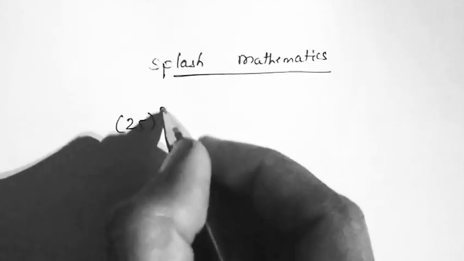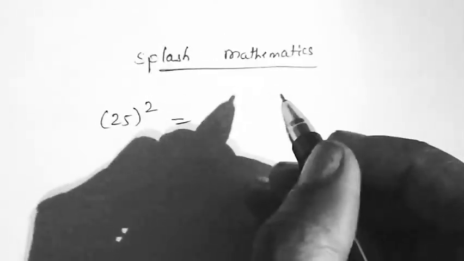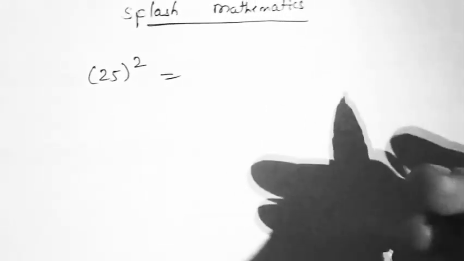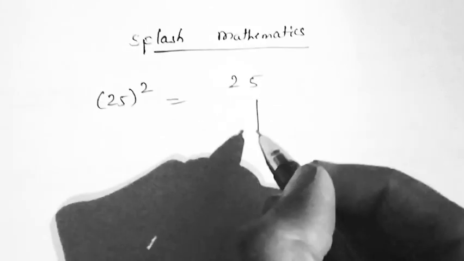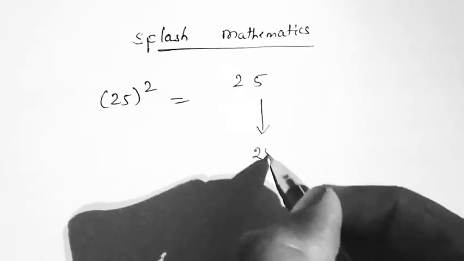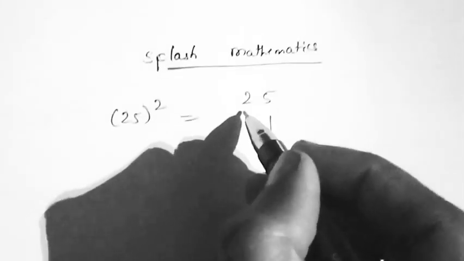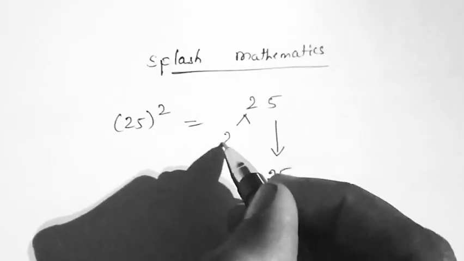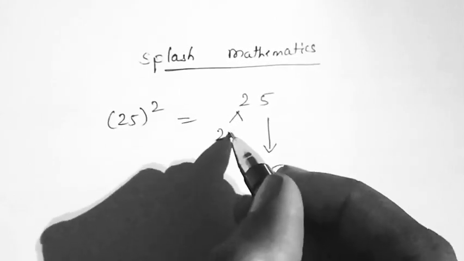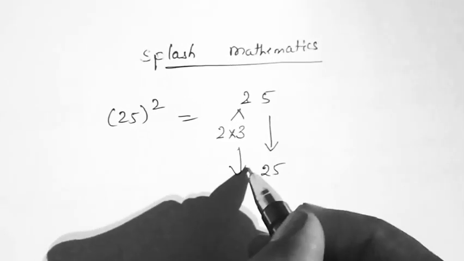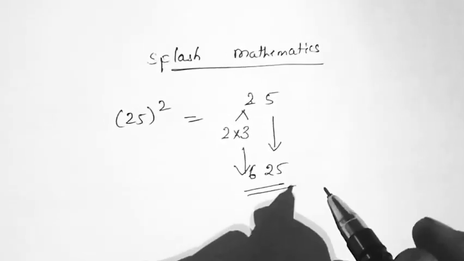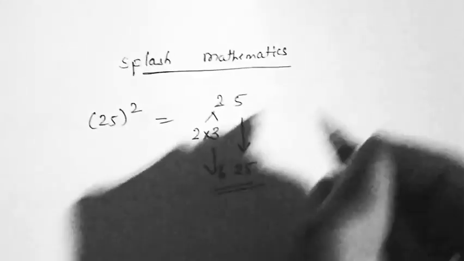25 square. If you do the normal method, it will take a very long time, and in competitive exams we don't have that much time to do the multiplication. So there is an easy method. 5 squared is 25, we know that easily. So 2 we have to multiply by the next number, which is 3. So it is 6. So the answer is 625.